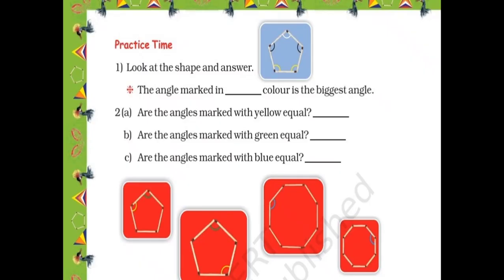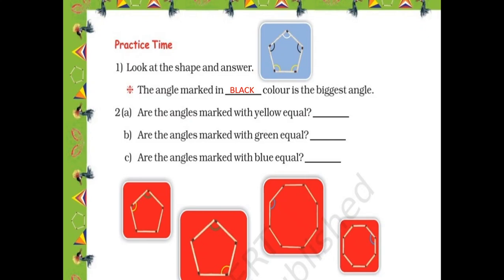Look at the shape and answer. The angle marked in dash color is the biggest angle. You have to observe the shape and find out which is the biggest angle. Can you answer it? Yes, it is black.